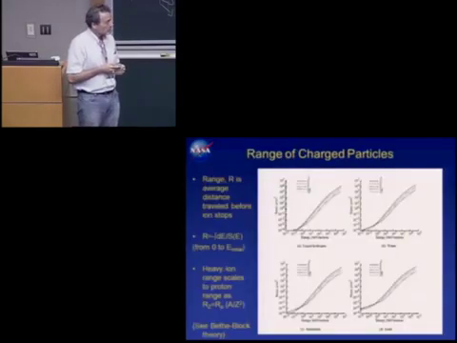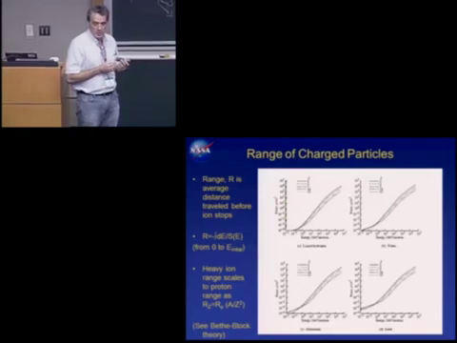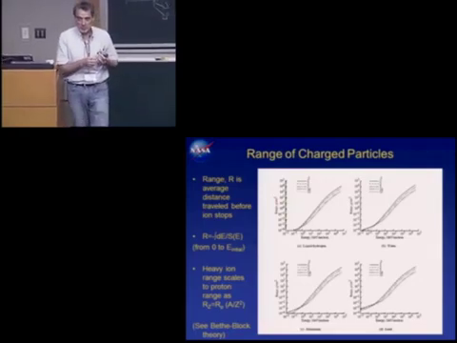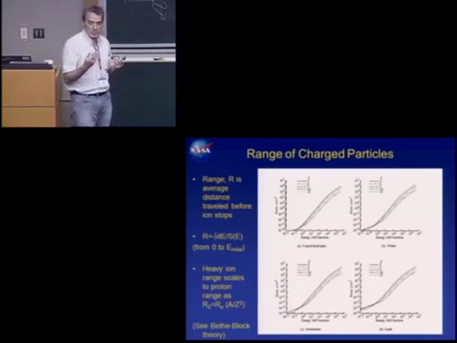Okay, so here's the range, and then the Bethe-Bloch formula. One interesting particle is the triton, because the triton has a mass of 3 and a charge of 1, so Z squared is 1. So the triton has a range 3 times the proton, and the deuteron is 2 times the range of the proton at the same kinetic energy per nucleon.